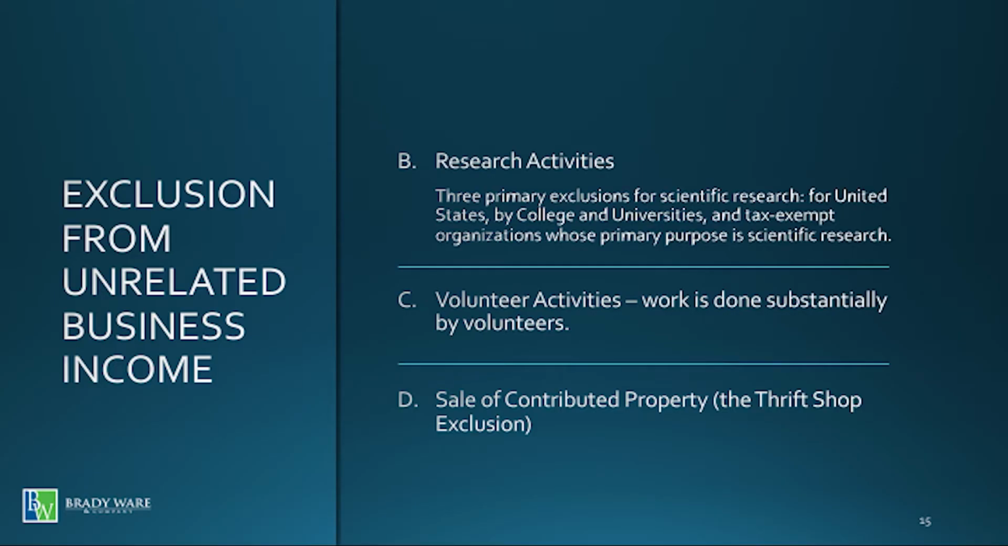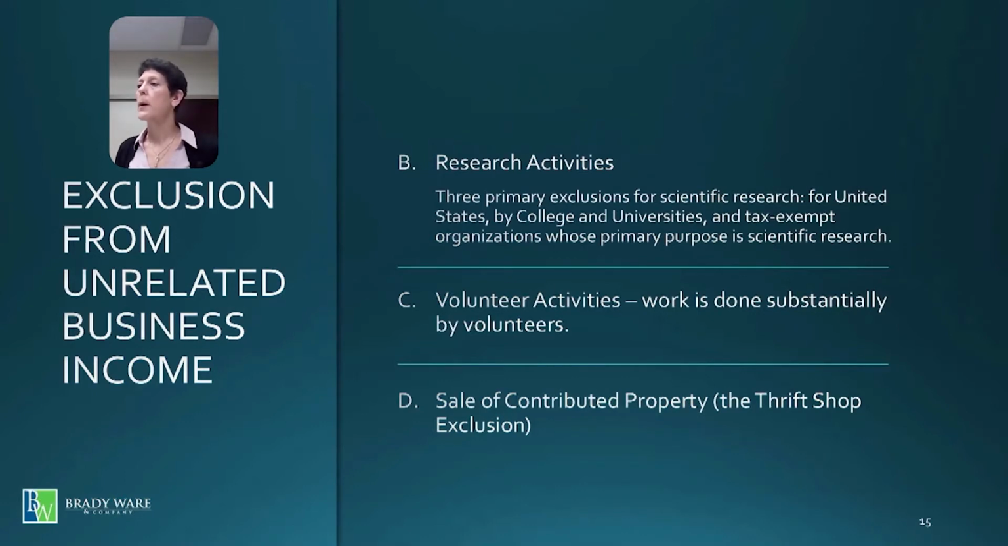Some other exclusions relate to research activities. There are three primary exclusions. If your organization is doing research for the United States, that is exempt. If it's done by a college or a university, that's exempt. And I should say, if your organization's primary purpose is research activities, then any income that is generated is automatically exempt.